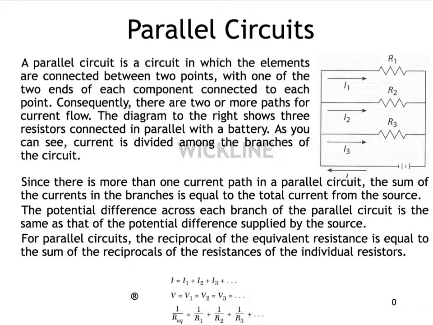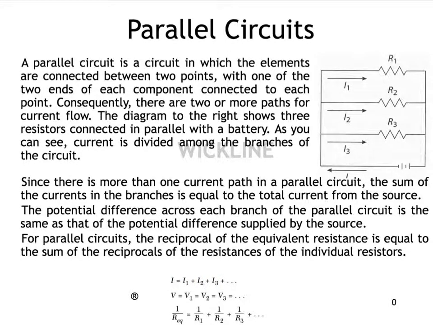Now in parallel circuits, some things are different. Some things are the same, but some things are different. So in terms of things that are the same, we still have our battery, it's still the source of voltage, and we still have voltage drops at each resistor, but the way this plays out will be different. So let's first talk about current.